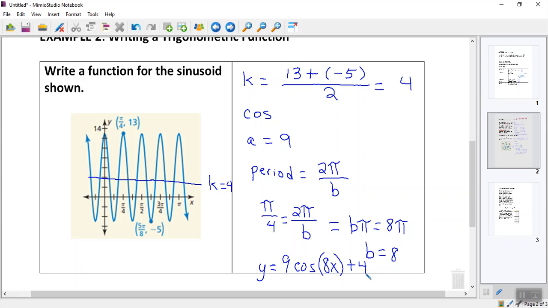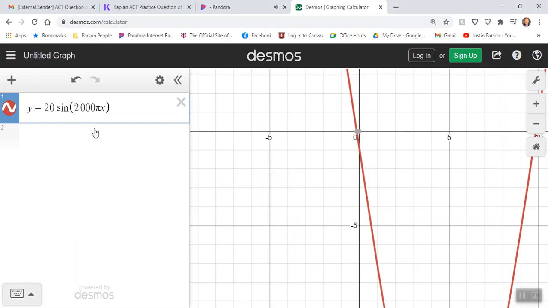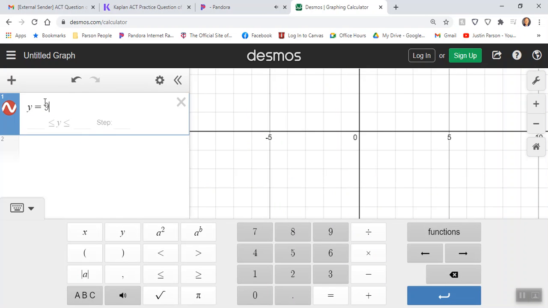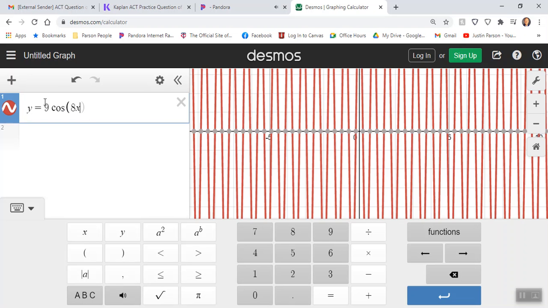We did it. Now one thing I would always encourage you guys: when you write a function for a given graph, I would put the function in and see if what you put in matches what we get out here. So I'm going to look at minimums and maximums. Got that written down here? Yes. What did we come up with for a function here? 9 cosine 8x plus 4.